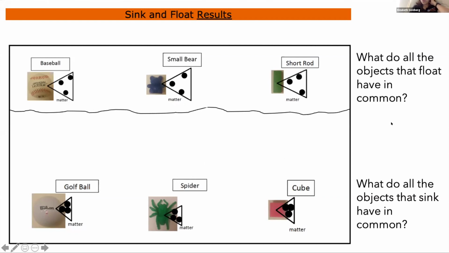What I want you to do right now is I'm going to give you just a minute to look at this image, and there are 2 questions on the side. What do all the objects that floated have in common, and what do all the objects that sink have in common? In the text box, type the answers to what do all the objects that float have in common, and what do all the objects that sink have in common?